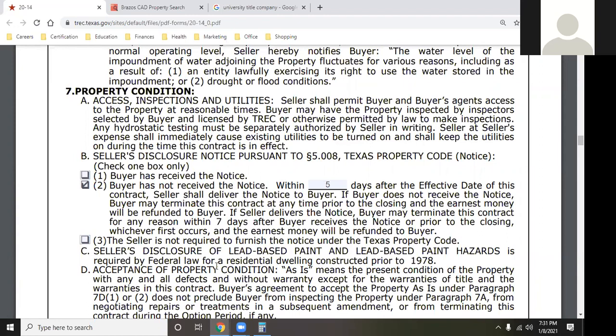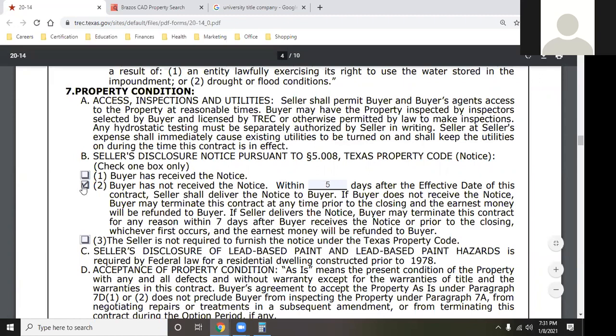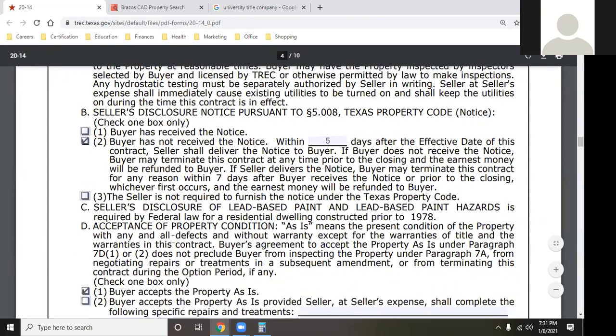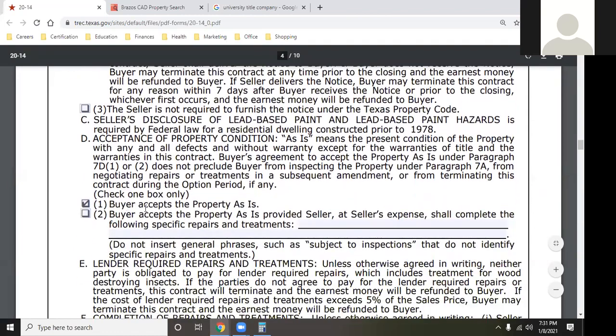And when you do that, you would basically come in here, X through that, check box 1 and initial both of those spots. Okay. We're okay with the buyers accepting it as is.